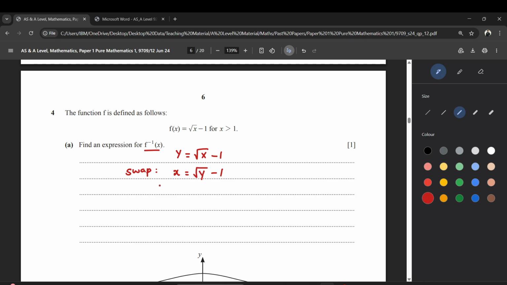Okay, third step is to make y the subject of the formula. So minus 1 goes to the other side, so this becomes x plus 1 equals root y. Then I'm going to square both sides, so this becomes (x plus 1) whole squared equals y. All right, so therefore, in the last step, you're going to substitute y with the inverse function. So I'm going to write, therefore, f inverse of x is equal to (x plus 1) whole squared.